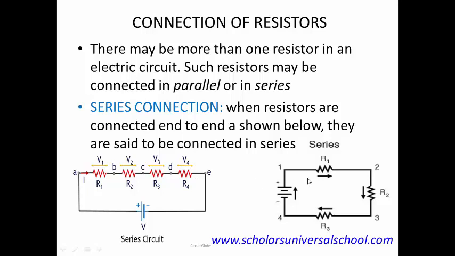Now, this is also another example of series connection. The end of this resistor R1 here is connected to the other end of this resistor R2. Also, the end of this resistor R2 is connected to the end of this resistor R3. So when we have resistors connected in this manner, it is said to be in series.